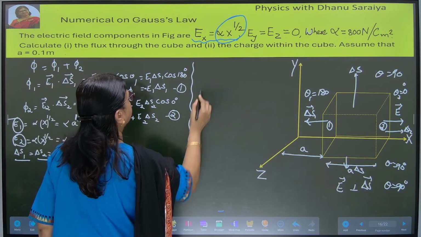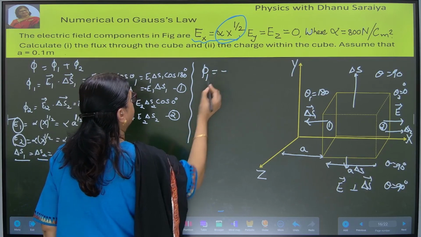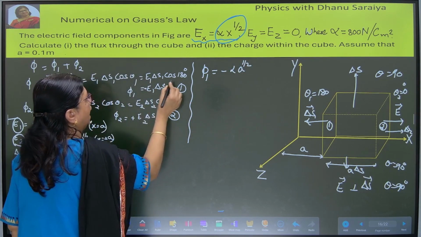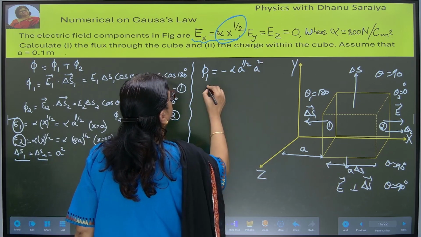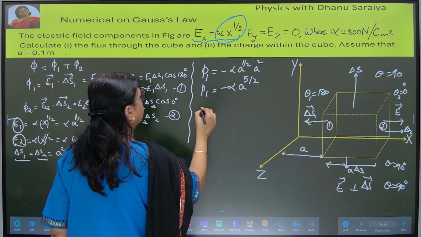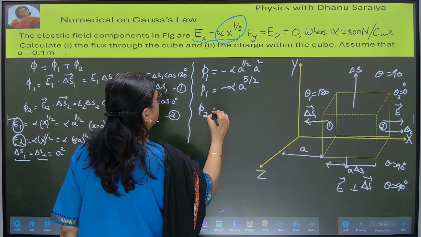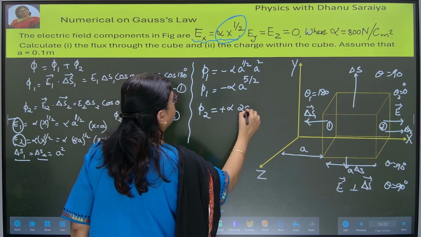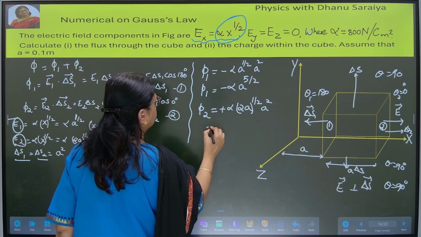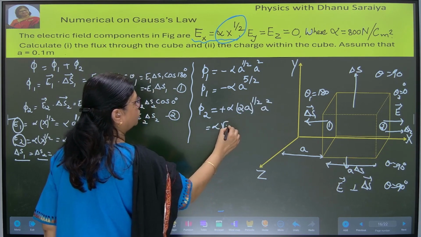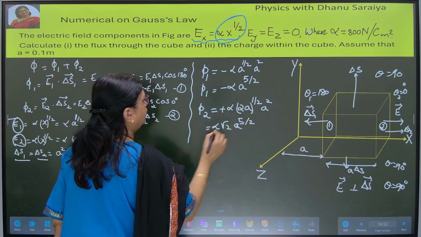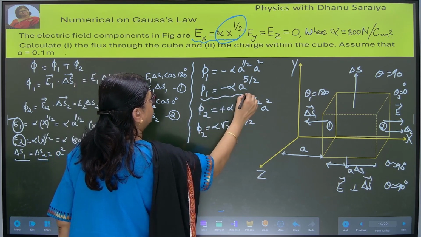I will first find out phi 1 is equal to negative E1. What is my E1? Alpha a raised to half. And delta S1 as I said is a square. So my phi 1 is equal to negative alpha a raised to 5 by 2. Similarly, what is phi 2? Positive alpha 2a raised to half into delta S2 which is a square. So my answer becomes alpha, 2 raised to half is root 2, a raised to half plus a multiplied by a raised to 2 is a raised to 5 by 2. So phi 1 and phi 2 are ready with me.